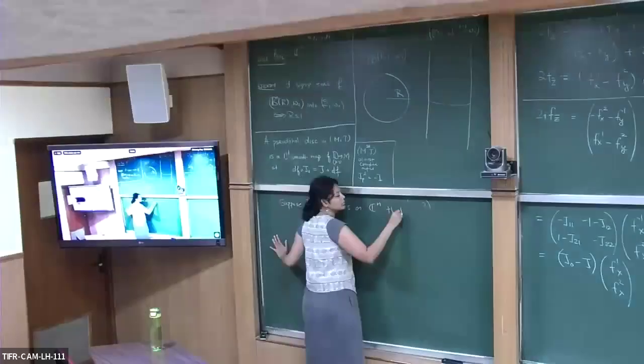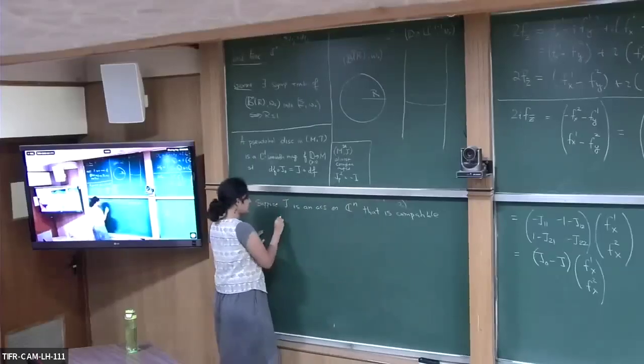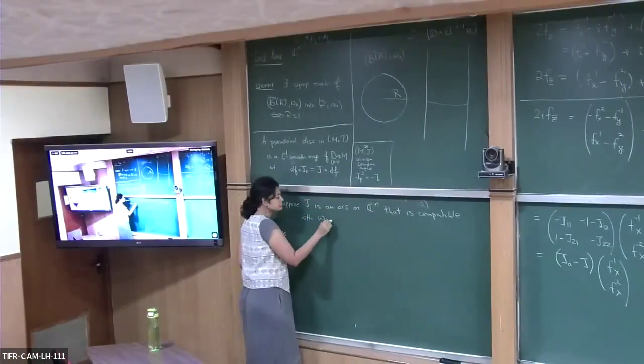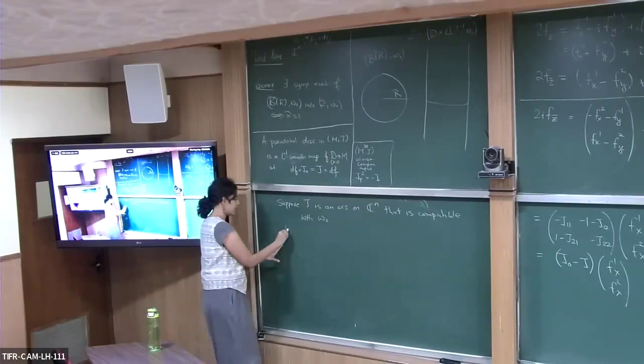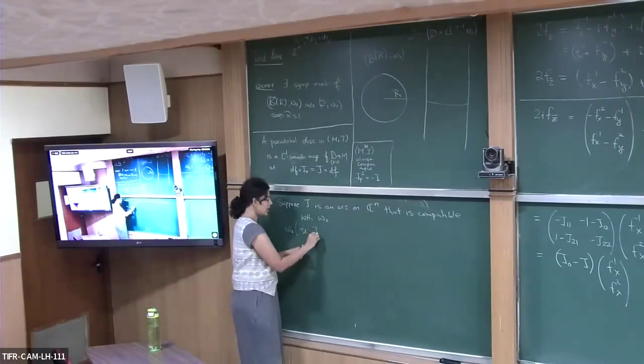that it's compatible with. Okay, then what is going to happen? I look at omega naught, I act it on J naught.